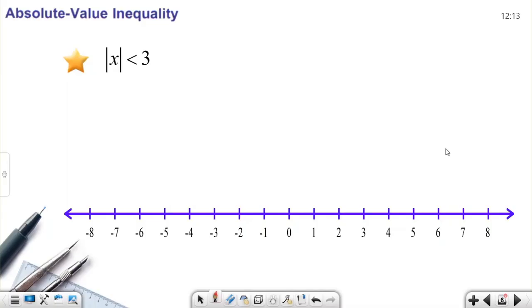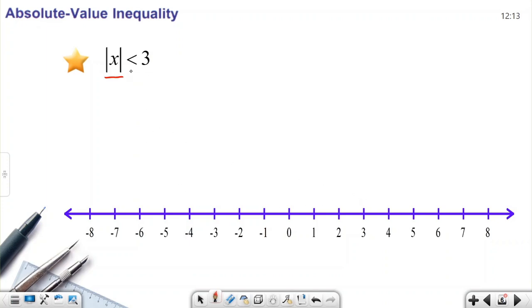In the previous video we talked about absolute value equations. Now it's absolute value inequalities. Let's see that one. There is an absolute value of x less than 3. That means the distance between our numbers and 0 must be less than 3.